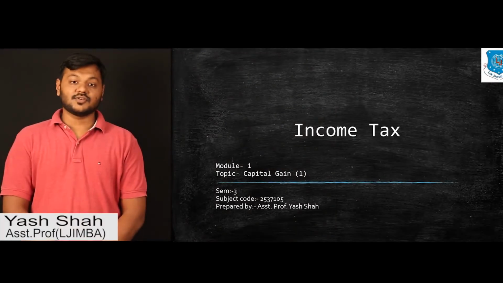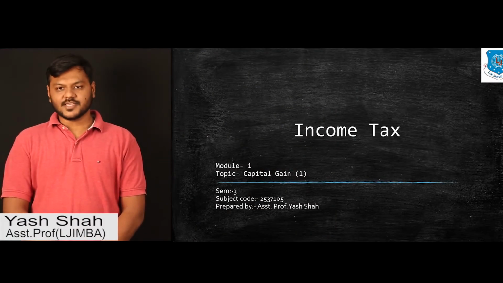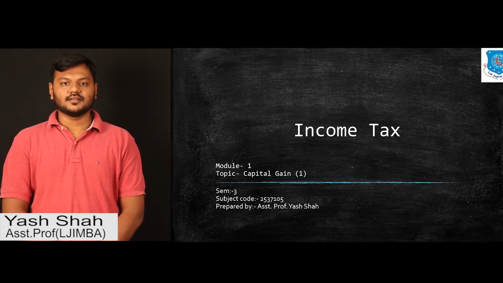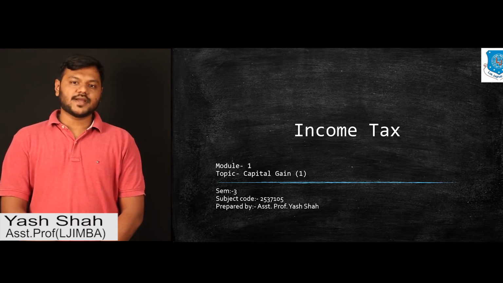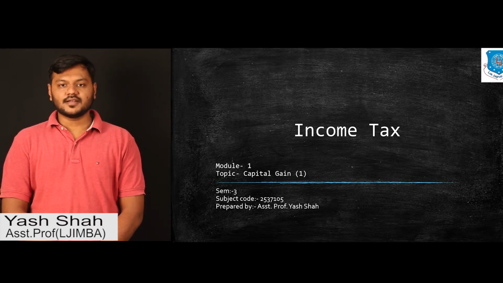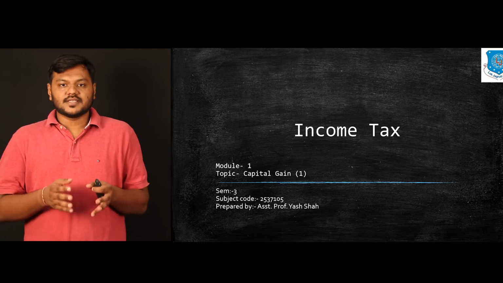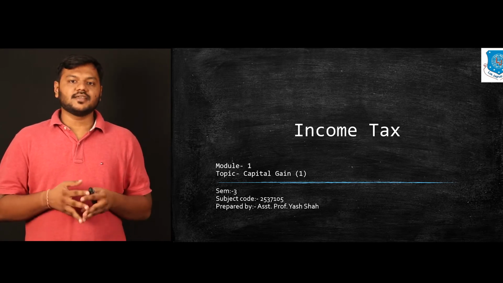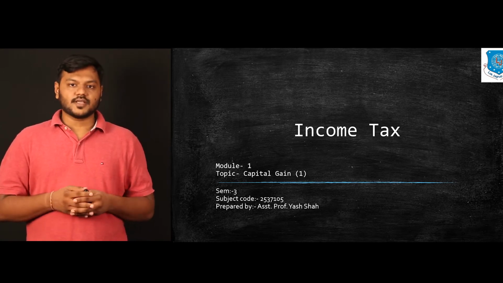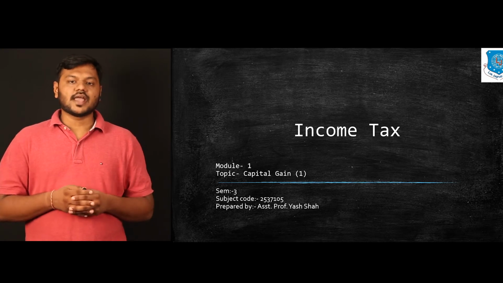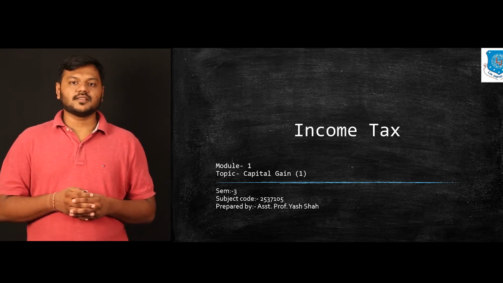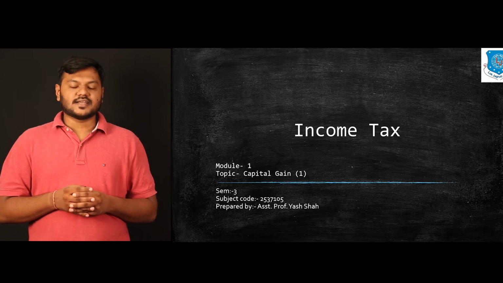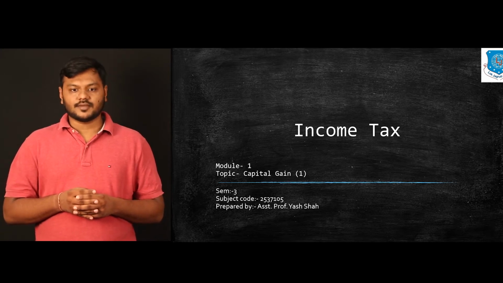Hi, so today we are going to start with a new chapter, that is capital gain. Now, as you might be aware, in the first slide we discussed the different heads under which income can be charged to tax. Those were business and profession, salary, income from house property, income from other sources, and apart from that there was one more head, that was capital gain. And that is the head we are going to start from today.